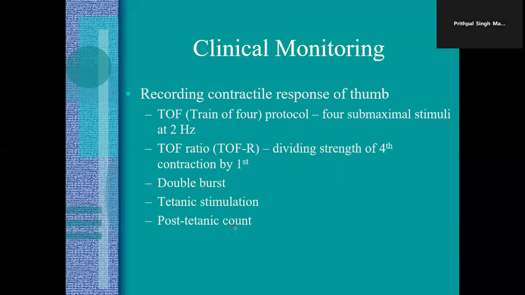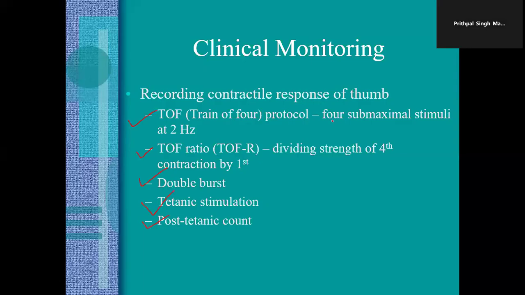Whenever we are talking about this, we need to monitor whether muscle relaxation has occurred or not. This is done by recording the contractile response of the thumb. So we look for a few parameters: the train of four, the train of four ratio, the double burst, the tetanic stimulation, and the post-tetanic count.